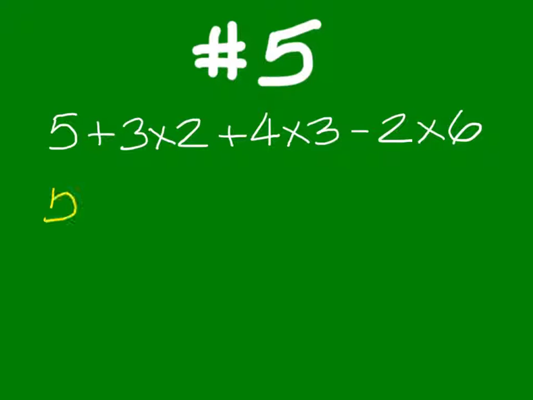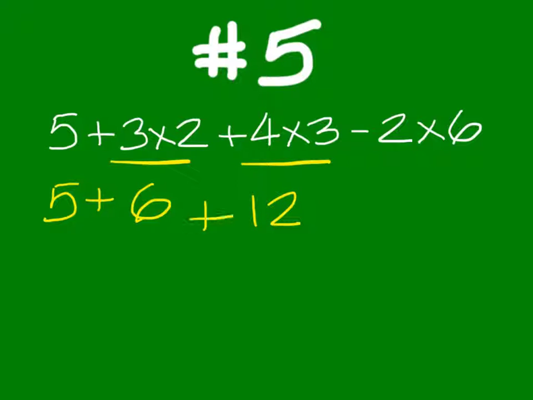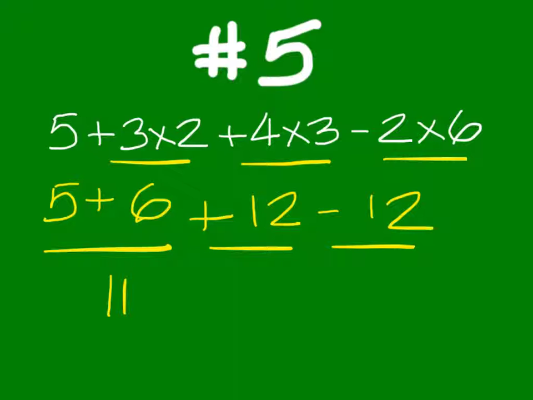The 5 stays where it's at, but 3 times 2 is 6. 4 times 3 is 12, and 2 times 6 is 12. So 5 plus 6 is 11. If I add 12 to it and then take 12 away, it takes me right back to where I was.